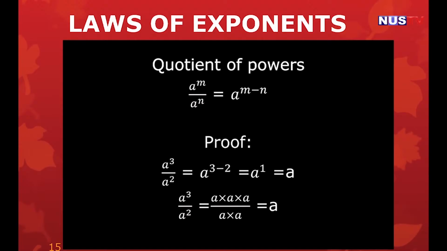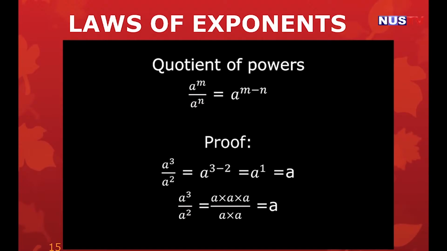A to the power of 3 divided by a to the power of 2. According to this law, it means a to the power of 3 minus 2. 3 minus 2 is 1, and that means you have a to the power of 1. And normally in mathematics, when you have a power of 1, you don't write the 1. Okay? You just write down a.